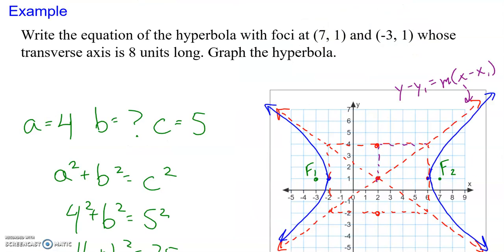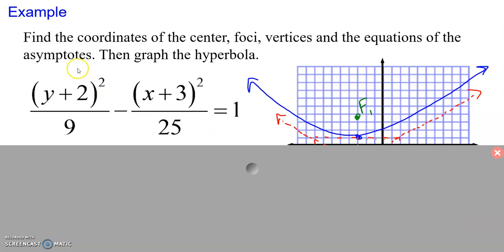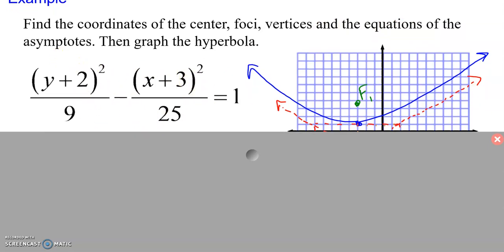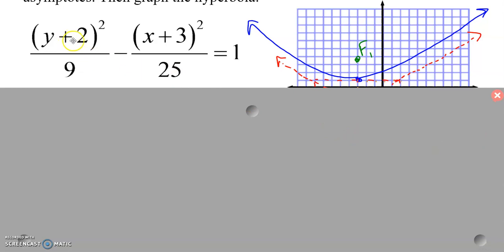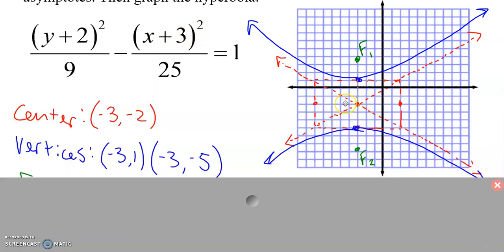All right. So let's put that all together here in this last one. Find the coordinates of the center, foci, vertices, and the equations of the asymptotes, and graph this hyperbola. So I'm going to start with the graph here. The center's at... pay attention to the order here. This is y, this is x, so this needs to come first.